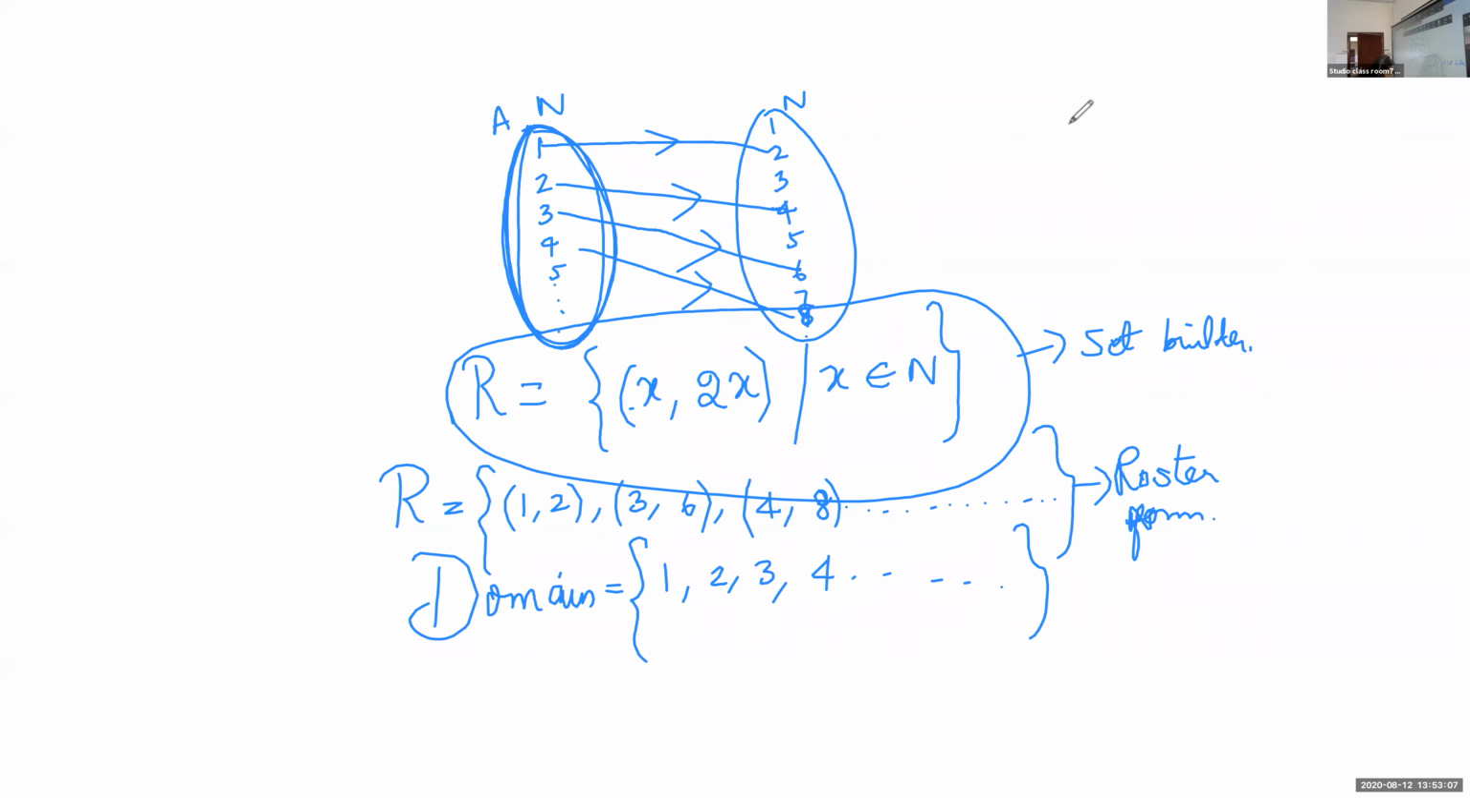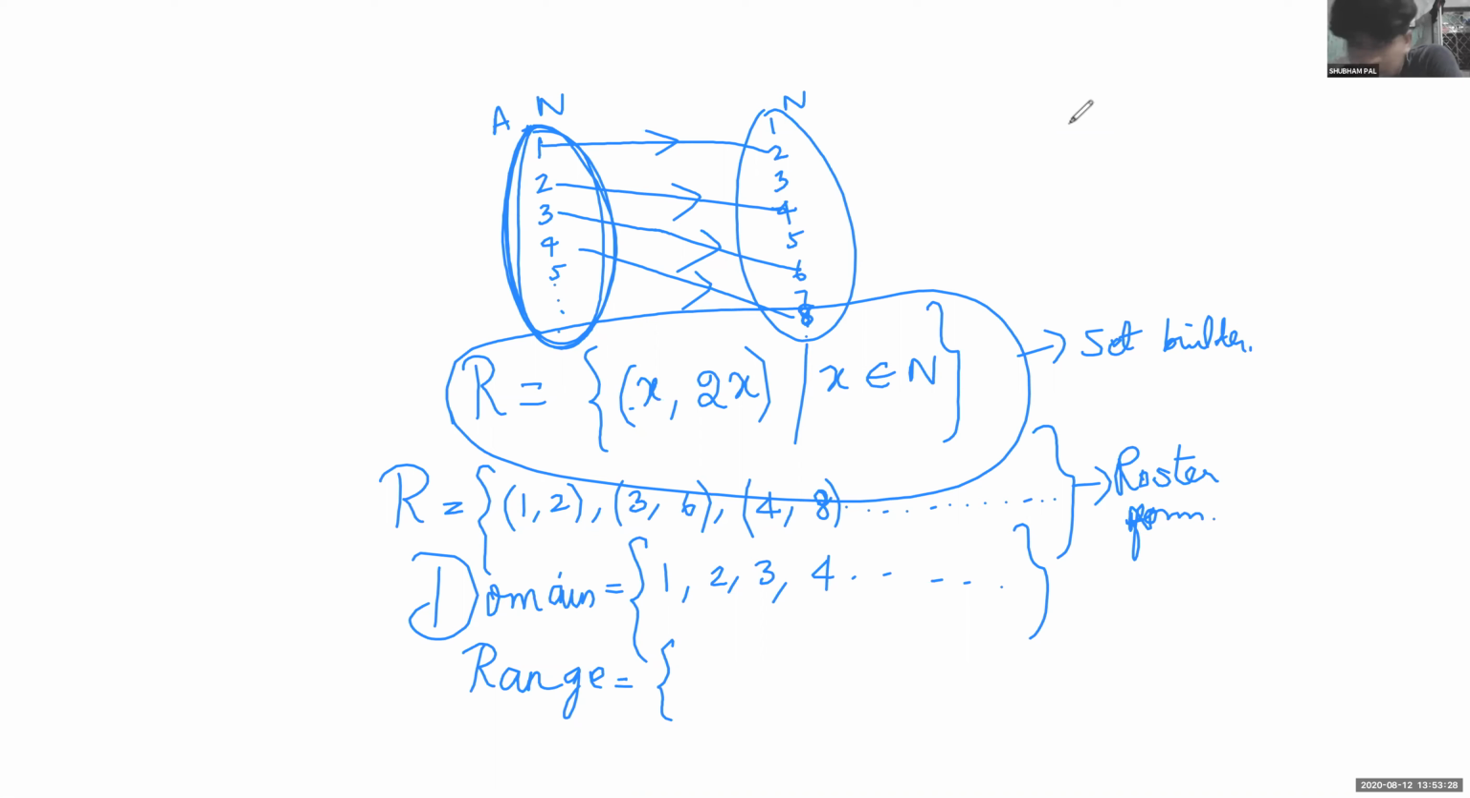The next term we are going to learn is range. What is range? Range is the set of all the second elements in the relation. Can you tell which elements will be in the range?